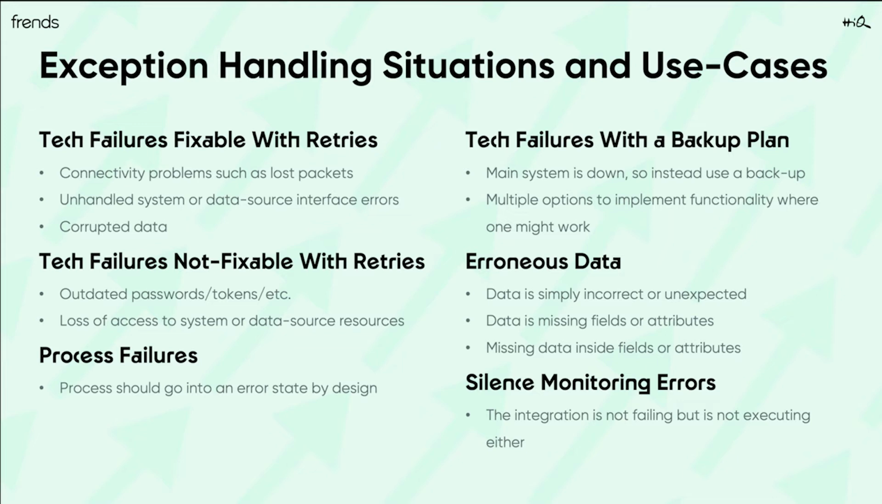Then the third option in the tech category here is technical failures, but with a backup plan. And this is probably something that's not quite familiar to many of you. So this means that we have the capability of creating integrations that can, in the case of a failure, move on to a sort of backup plan ideology where, let's say, the main system is down. So instead we take a backup system from staging, or we might even move the execution to a completely different data center if that data center is down altogether.